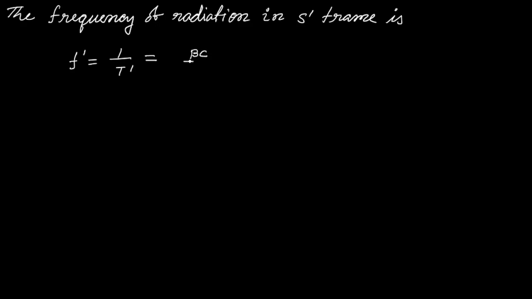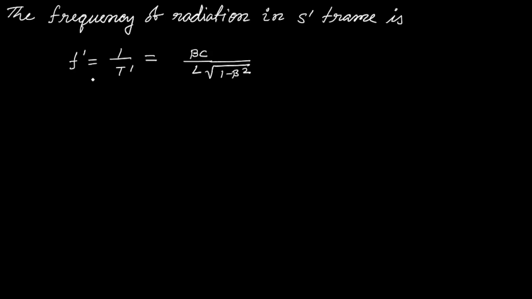beta c divided by L, and then under root of 1 minus beta square. So this is the frequency of the radiation in S prime frame, which is actually the proper frequency, because the dipole is actually oscillating in S prime frame. So if the observer observes this frequency from the S prime frame, he will observe the original frequency.